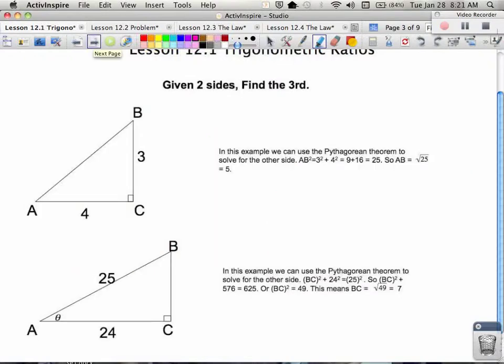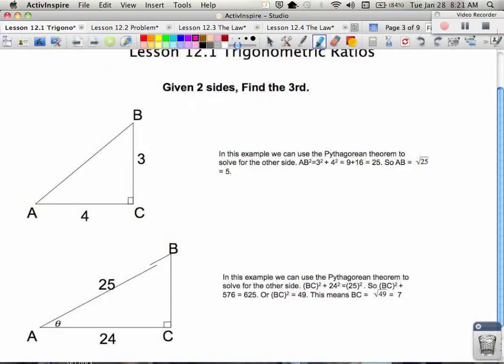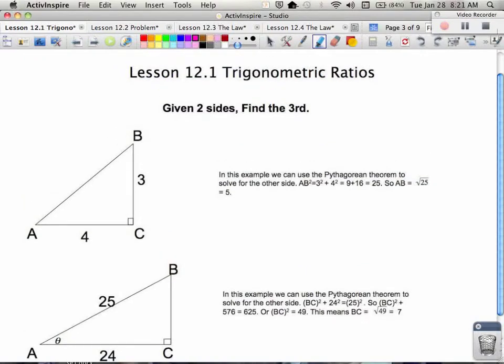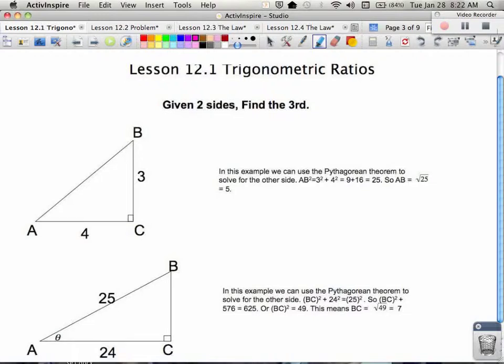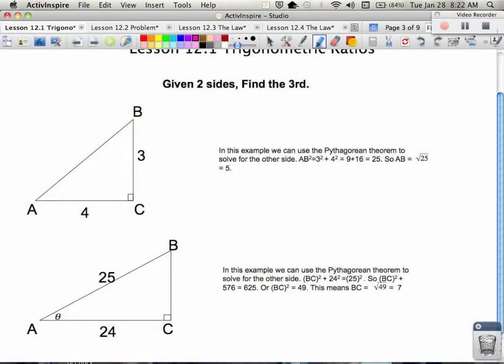Now we're going to use our knowledge of trig ratios to find some things. So the first thing that we're going to do is talk about how to find a third side. For a third side, we don't really have to use trigonometry. We use the Pythagorean theorem. If I look at my first triangle, I see 3 and 4, and I want to find the final side.